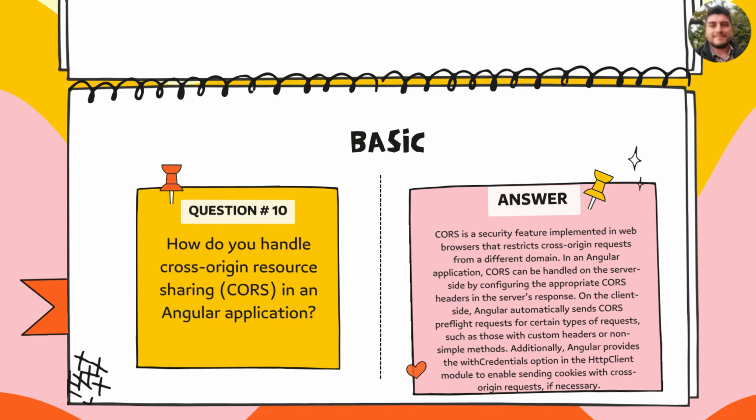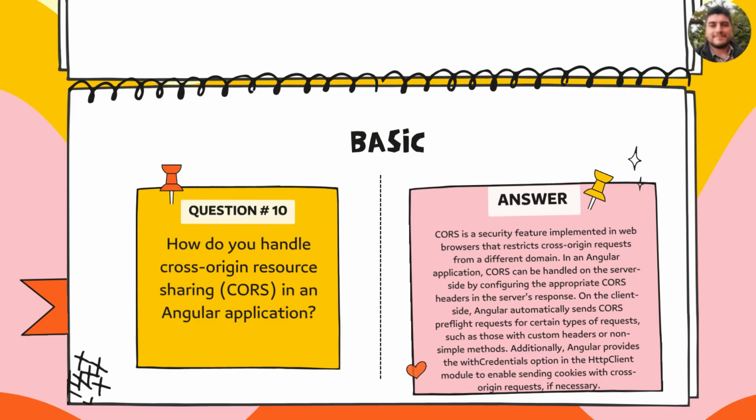Well, question number 10 is, how do you handle cross-origin resource sharing, CORS, in an Angular application? CORS is a security feature implemented in web browsers that restricts cross-origin requests. For example, if you have a request in your client application, the server validates that the request is authorized from your domain. Well, and this is configured on the server side.